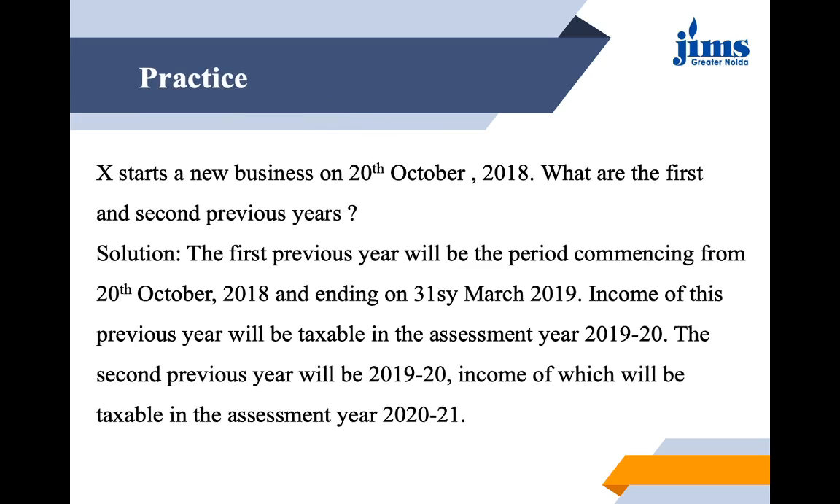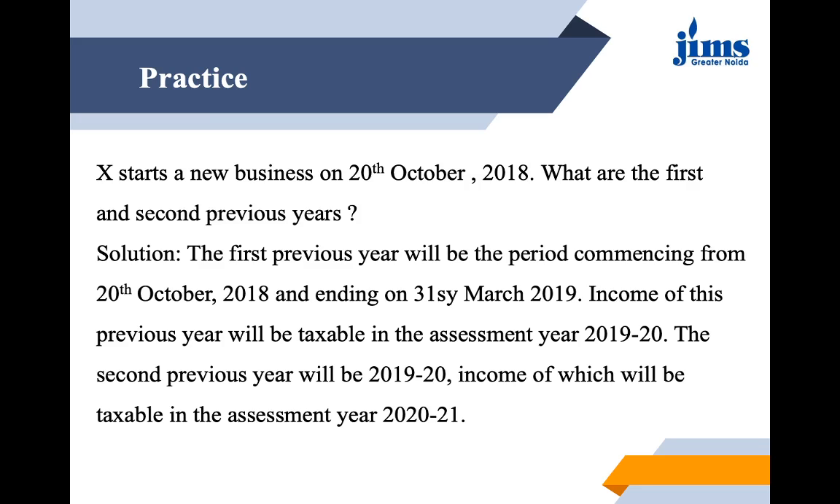Suppose X starts a new business on 20th of October 2018. So what is the first and the second previous year for him? We have to check out the previous years. The first previous year will be the period commencing from 20th of October 2018 to the point ending on 31st March 2019. The income of this previous year will be taxed in the assessment year, meaning the next year, that is 2019-20, and the second previous year will be 2019-20, and the income of which will be taxable in the assessment year 2020-21, and subsequently it will go like that.